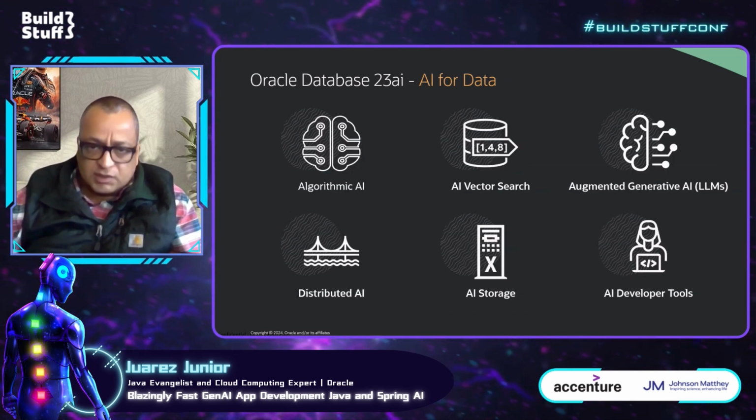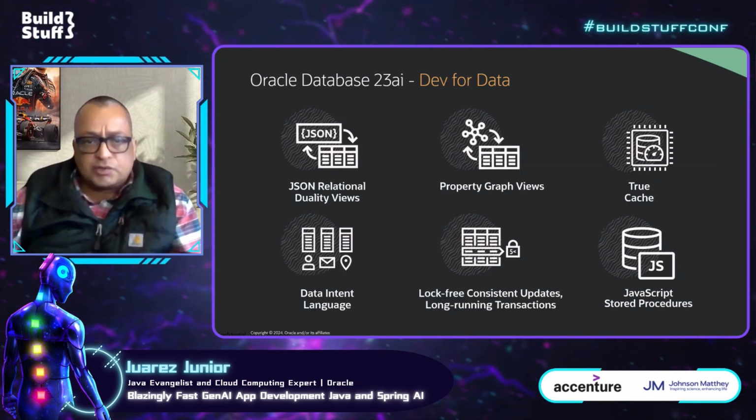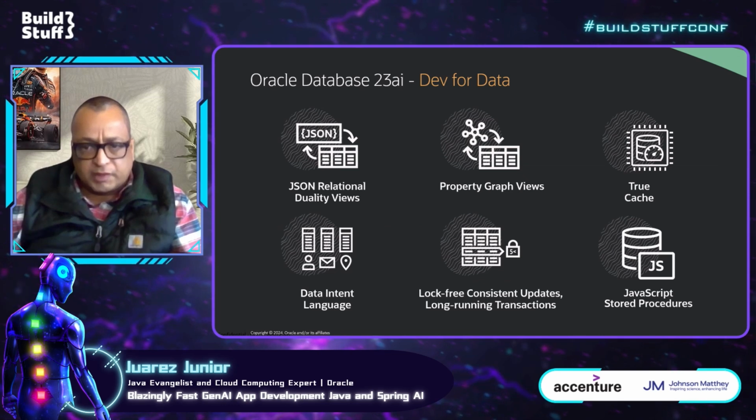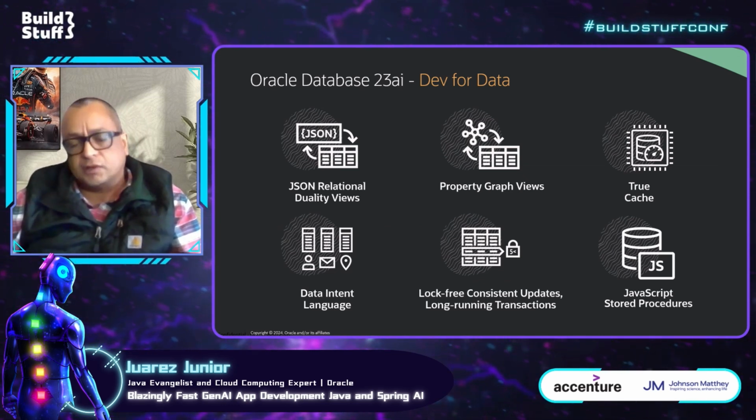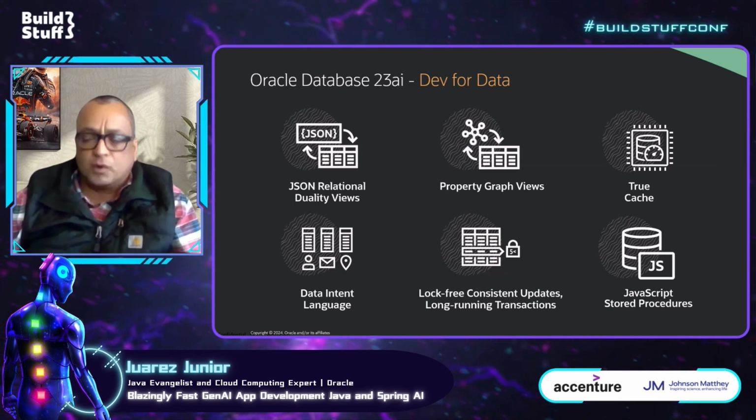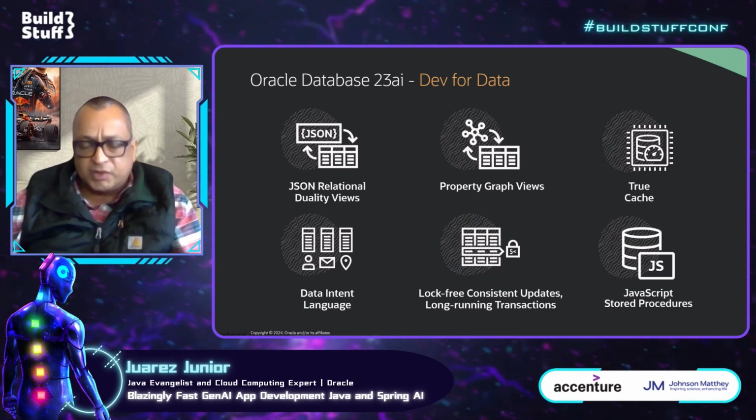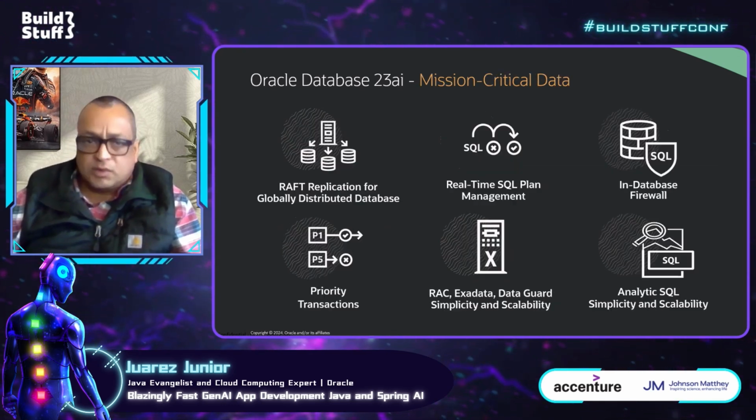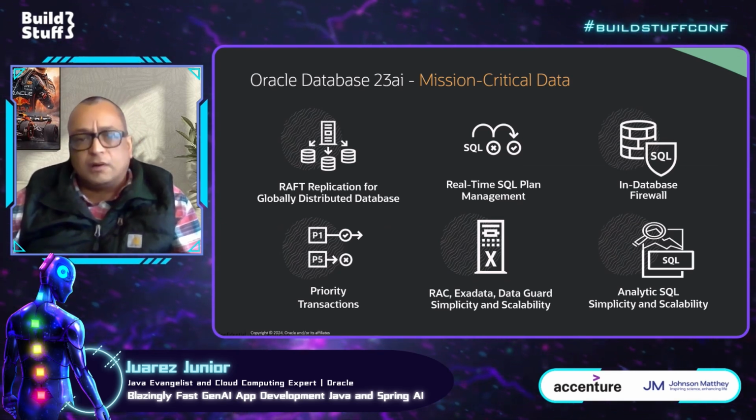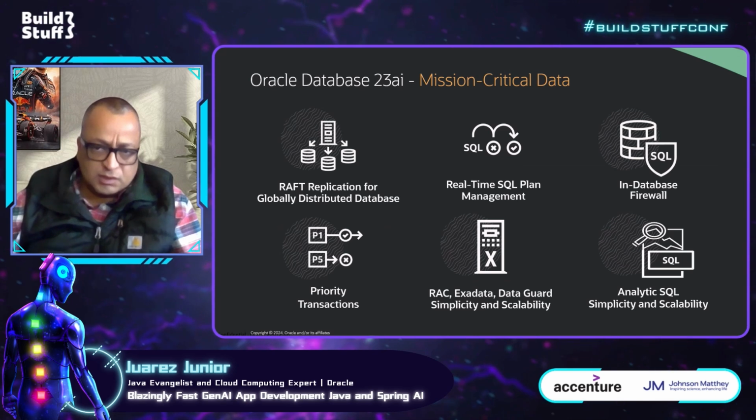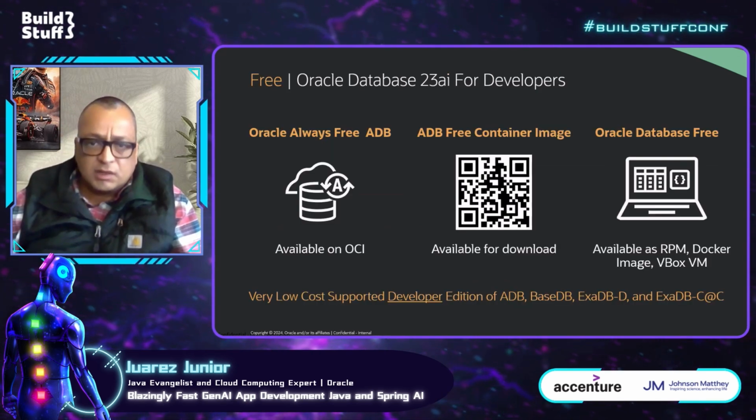I will show you how this vector looks, as you can see represented here. Other developer-friendly features include JSON relational duality views, an interesting way of mapping both worlds, but not the classic ORM way, perhaps, if I can put it that way, true cache, and so on. The other usual mission-critical features are where Oracle is extremely strong regarding those environments and enterprise applications.